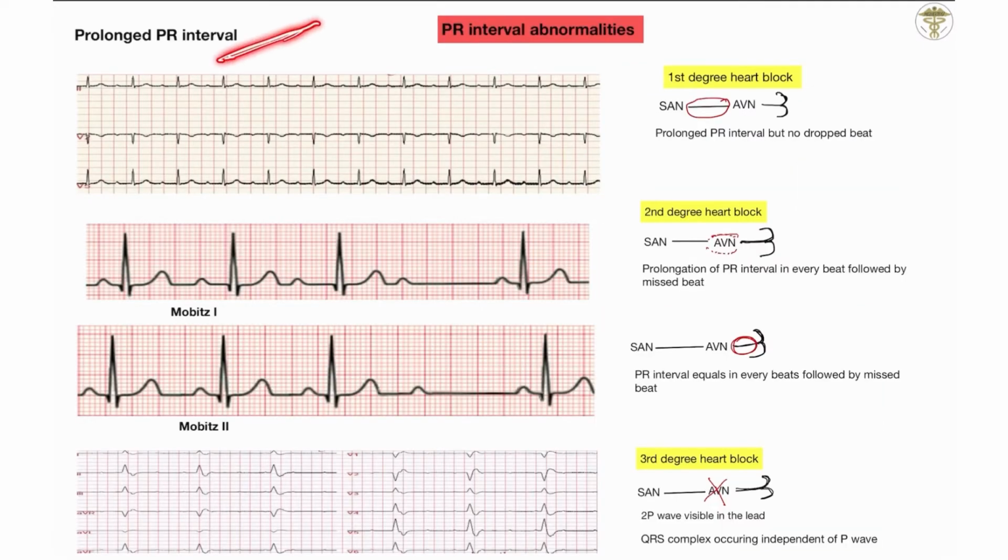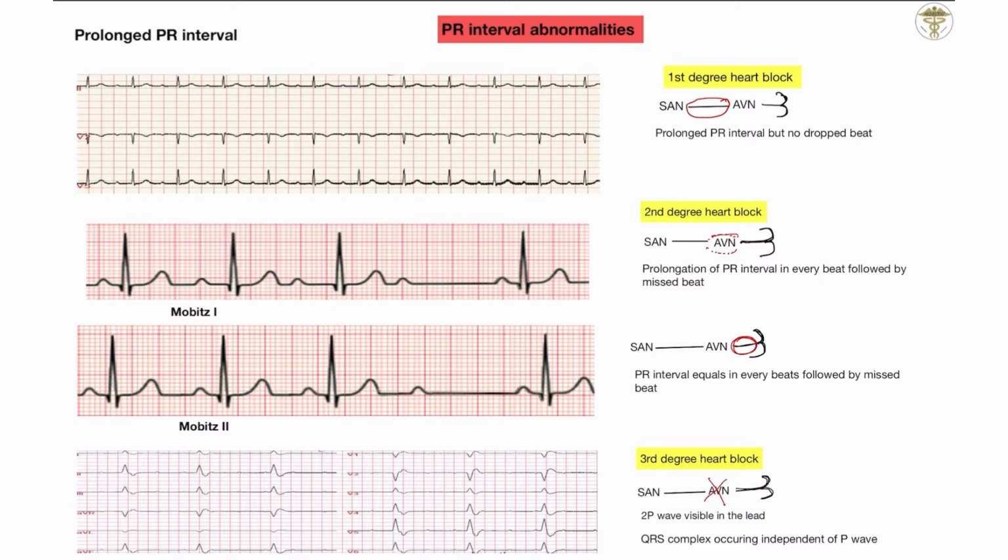Prolongation of the PR interval. I will explain the three types of heart block that occur in the prolongation of PR interval. First is the first degree heart block, second is the second degree type of heart block, and third is the third degree heart block, also called complete heart block. What is the difference in these three?